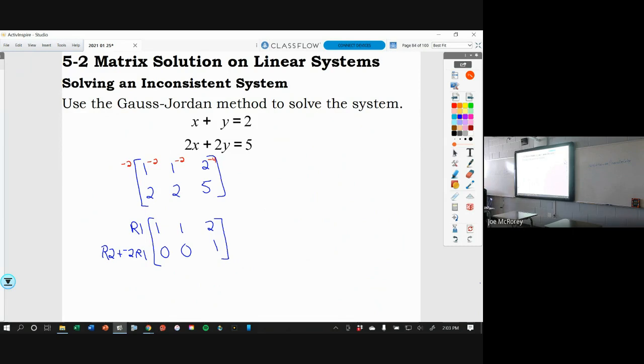What does that last row tell us? 0x plus 0y equals 1. That last row tells me that if I have nothing and I add it all up, I get 1. And that's not how life works. That's why it's inconsistent. This is no solution.